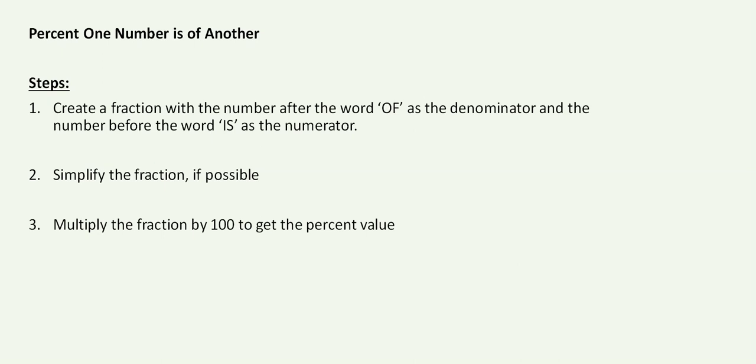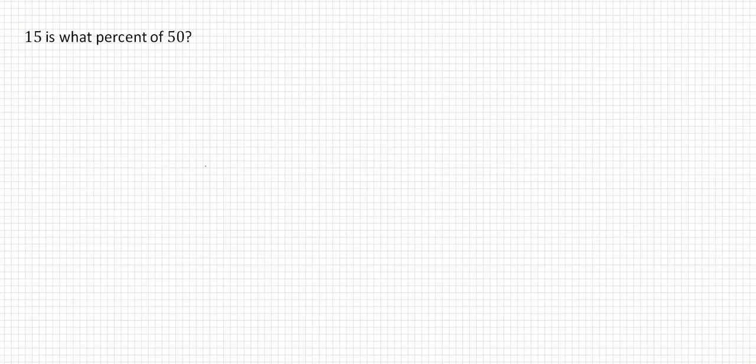I want you to pay close attention to this because of the keywords "of" and "is." Here we're trying to create a fraction. The number after the word "of" we're going to use as the denominator, and the number before the word "is" we're going to use as the numerator. Then we simplify the fraction and multiply by 100 to get the percent value. So let's look at some examples.